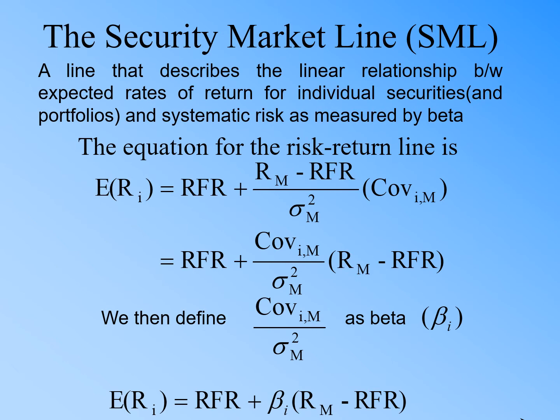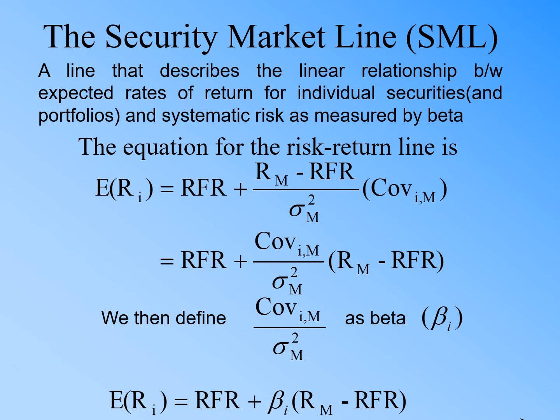So it means that if there is an increase or decrease in the beta or the systematic risk of a security, then there will be a corresponding increase or decrease in the individual security returns, and we will have a linear or straight line. The equation for the risk return line is expected return Ri is equal to RFR plus (Rm minus RFR) over sigma square m into covariance Im. Rm minus RFR is the excess return on the market portfolio.